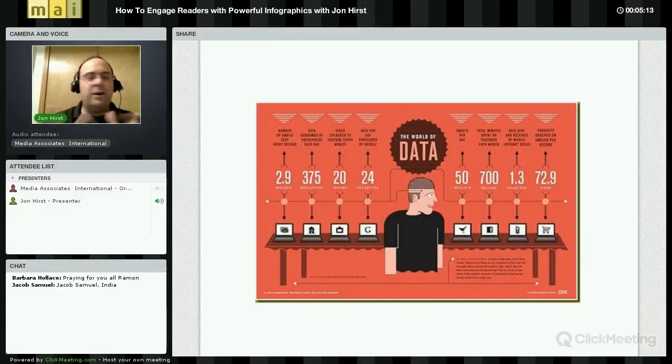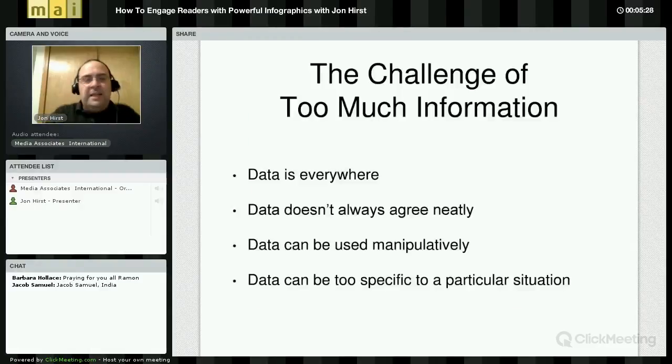It's just hard to imagine. It's hard to even know what to do with. It's hard to know how we would ever understand all that data or utilize it in any meaningful way. But that's the world that we live in. I call it the challenge of too much information.